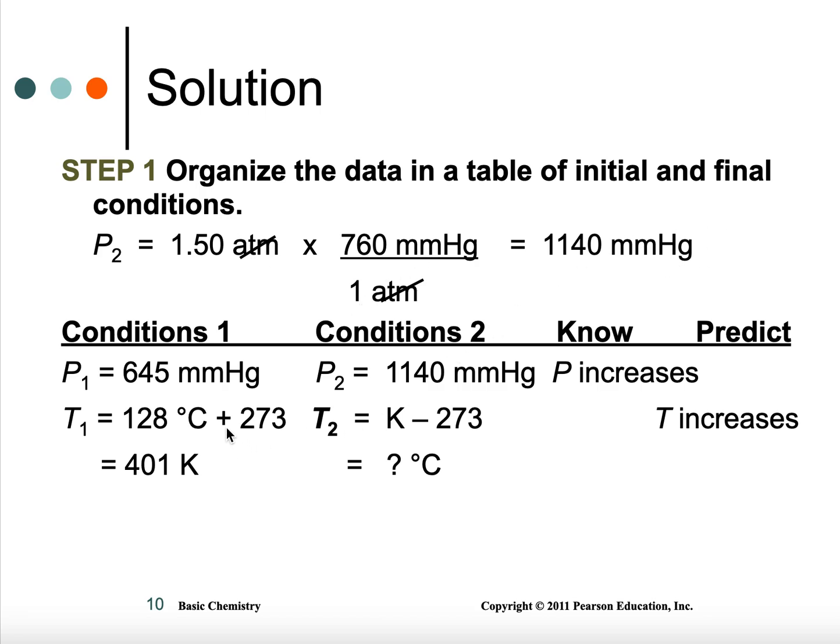Then you have to change the Celsius to Kelvin by adding 273. Okay, now you're going to end up with a Kelvin answer. When you get the Kelvin answer, because your temperature will be in Kelvin, at the very end they wanted Celsius. So you have to subtract 273 to get Celsius.